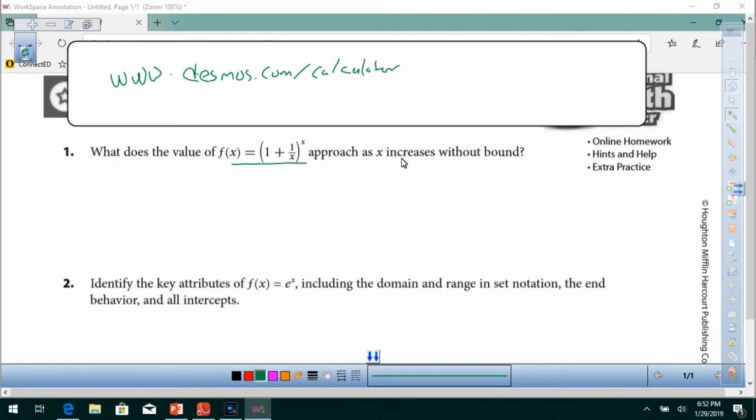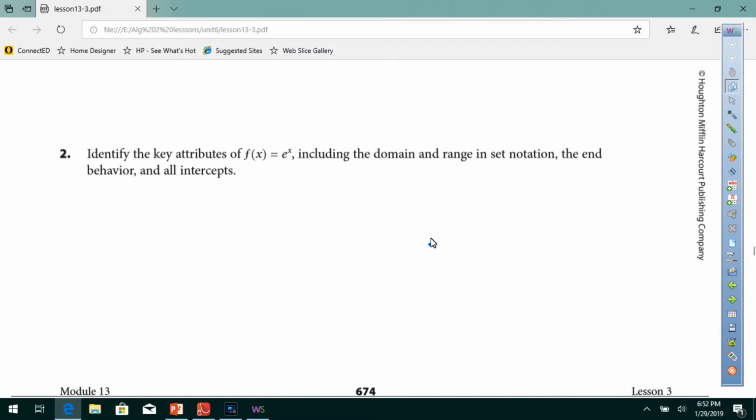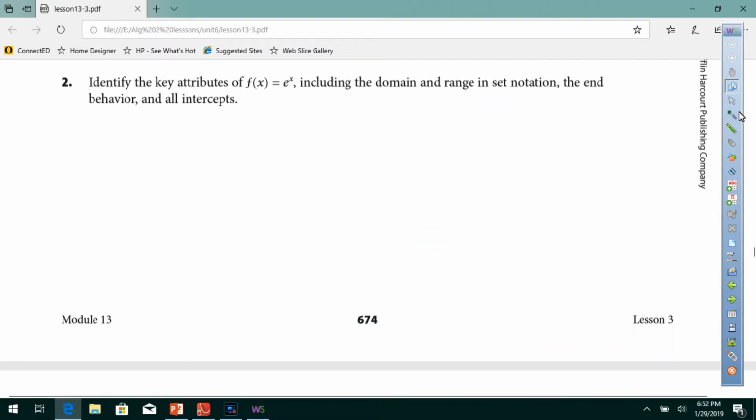So as x approaches positive infinity, f of x approaches E. And the same thing as it approaches negative infinity. You saw that as well. It approaches E. So that's number one.